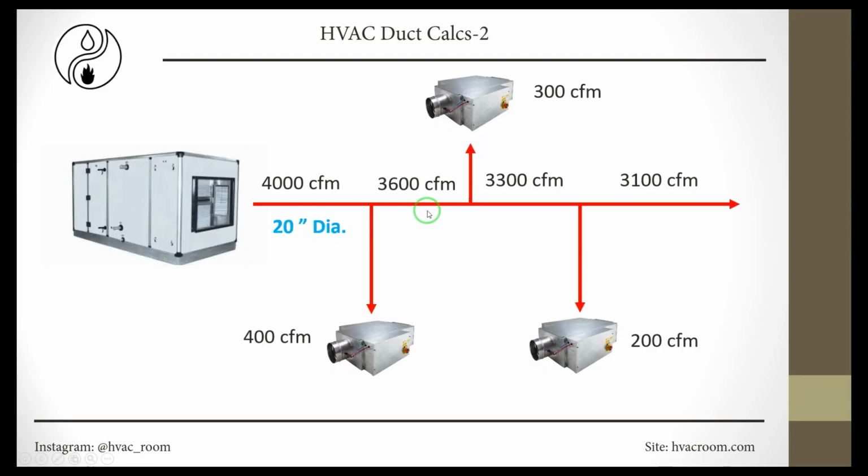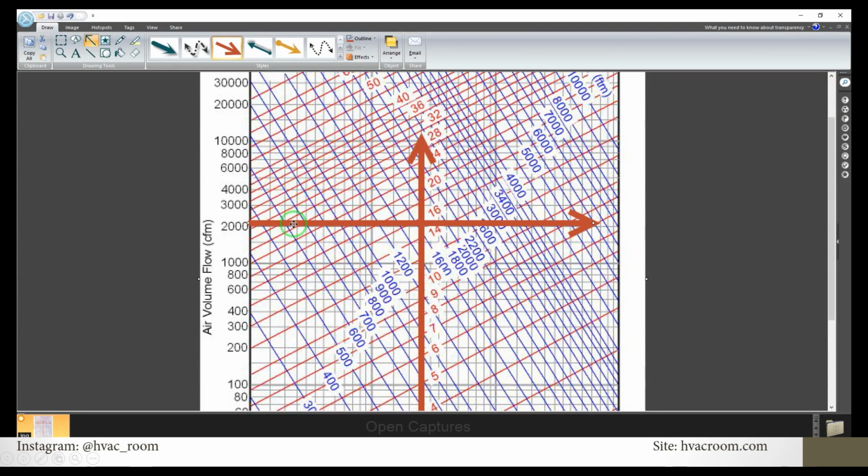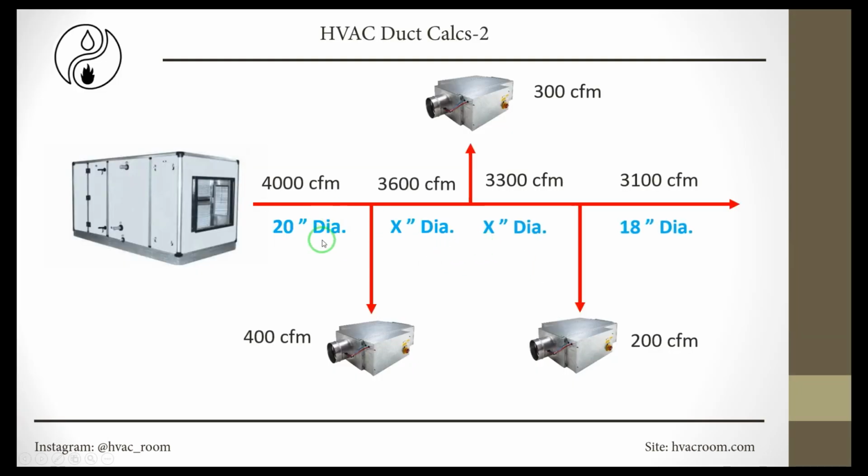Again, you can repeat the same criteria for all the other sections. Let's say we're going to talk about this section. We have 3100 CFM. I go back to this chart. 3100 CFM is going to be around here. So again, the size is going to be between 16 and 18. And the velocity is about 1900, which is awesome. So as far as the size, I can call it 18. So here we are going to have 20 inches, we are going to have 18 inches.